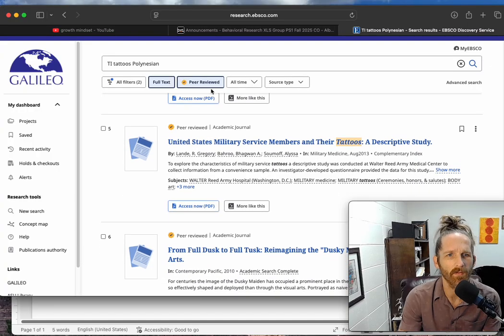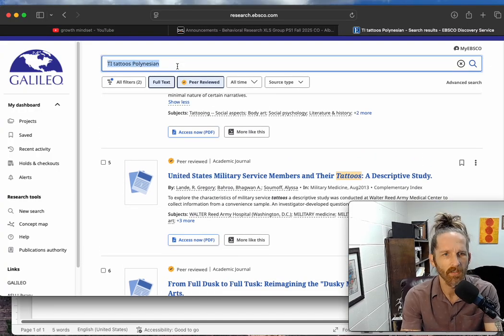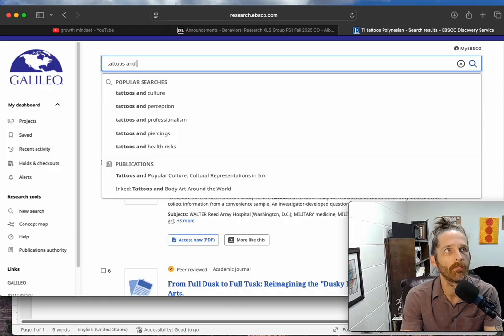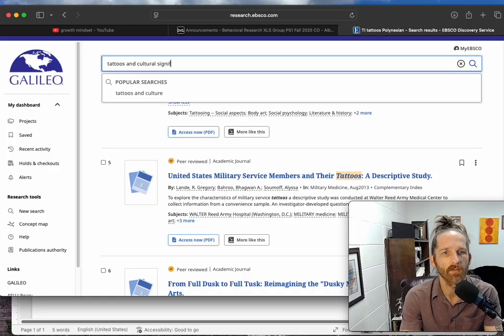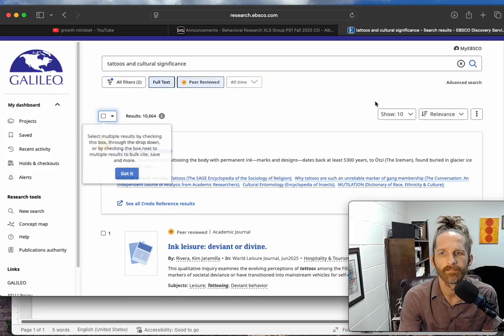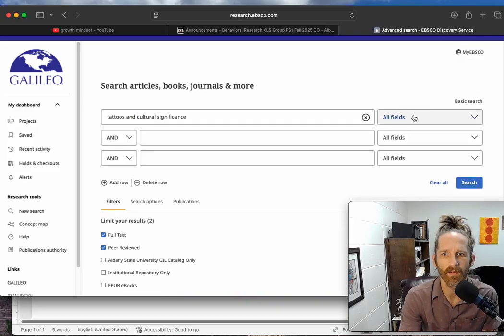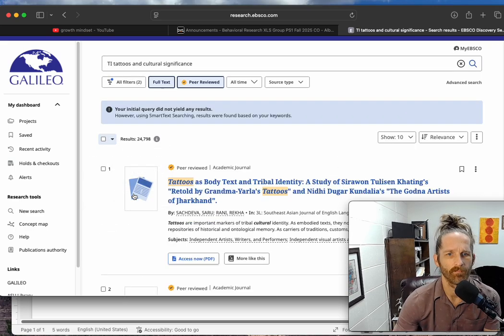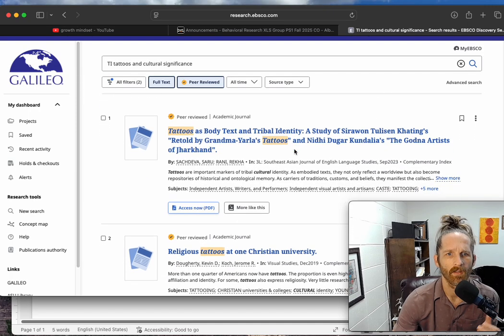Now we're getting pretty far afield, so let me back up a little bit. Let's say tattoos and cultural significance. And I may need to specify that I want that in the title. Alright, so tattoos is body text and tribal identity.